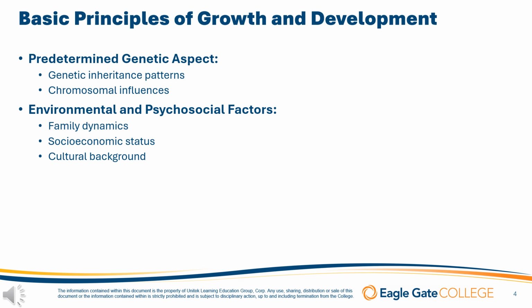Conversely, family conflict, neglect, or abuse can lead to developmental delays and emotional issues. Socioeconomic status encompasses income, education, and occupation, and significantly impacts access to resources such as nutritious food, healthcare, and educational opportunities. Children with higher SES backgrounds often have better developmental outcomes due to greater access to these resources.